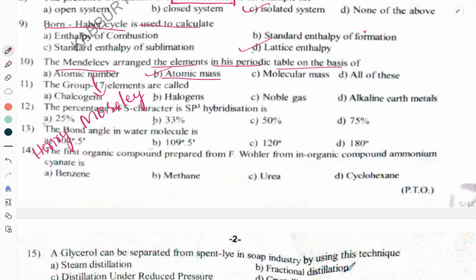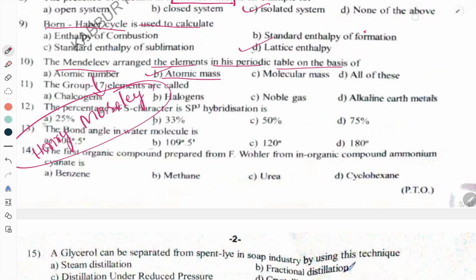Whereas the modern periodic law says that the physical and chemical properties of the elements are periodic functions of the atomic number. The atomic-number-based modern periodic table is given by Henry Moseley. He arranged the elements according to the atomic number, whereas Mendeleev arranged the elements in the periodic table according to atomic mass. So option B is the correct option.